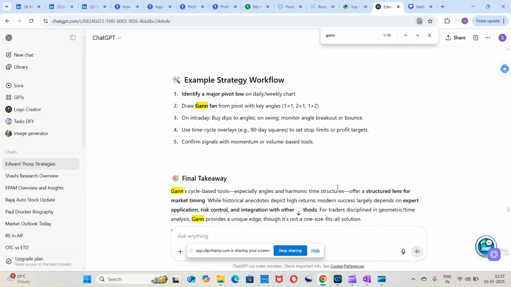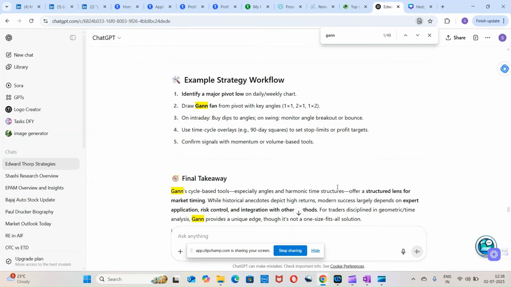An example of a strategy using Gann: identify a major pivot low on a daily or weekly chart. Then draw a Gann fan from the pivot with key angles 1 into 1, 2 into 1, and 1 into 2. On intraday, buy dips to the angles; on swing, monitor angle breakouts or bounces. Use time cycle overlays like 90-day squares to set stop limits or profit targets, and confirm these signals with momentum and volume-based tools also.